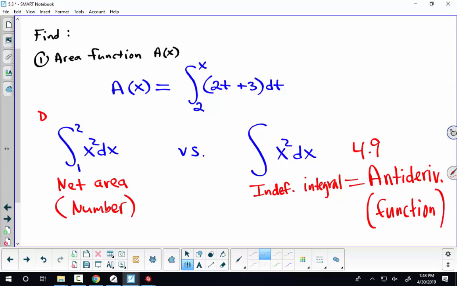So these things are called definite integrals. A definite integral is the net area. An indefinite integral is simply the antiderivative. One's a function, the other one spits out a number. So up to this point, we don't have any connection with the two. The only connection is that the symbol, the elongated s, is the same. Other than that, that's it. We have no way at this point to know that this area function here, defined from 2 to x on 2t plus 3, is in any way related to an antiderivative whatsoever.